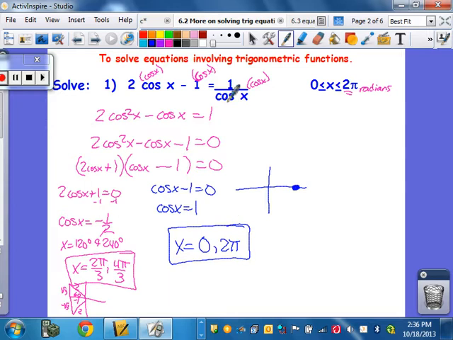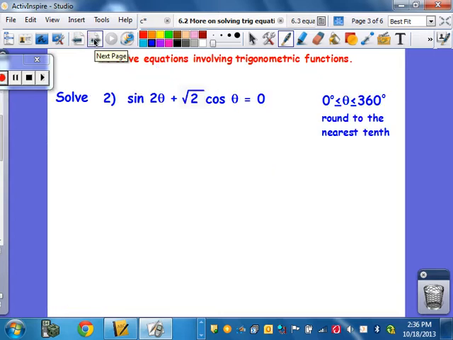If you have a fraction, you need to get rid of it, multiply every part of it by that trig function, and then it's a matter of solving in that way. Okay? Number 2, cosine double angle. That's not good. You cannot solve one that has a double angle and one that has a single angle.